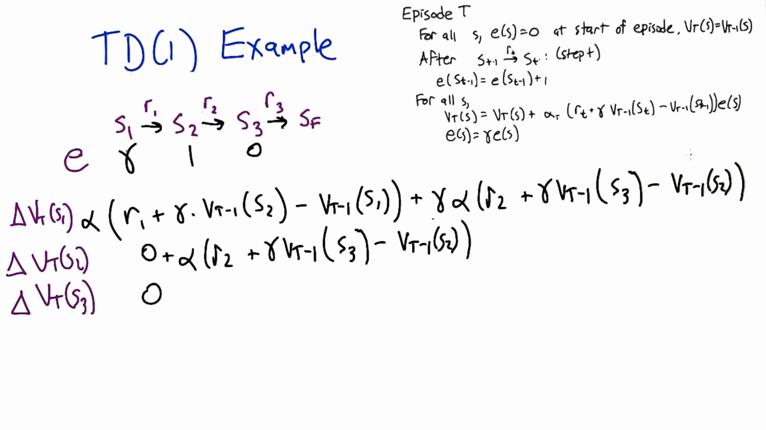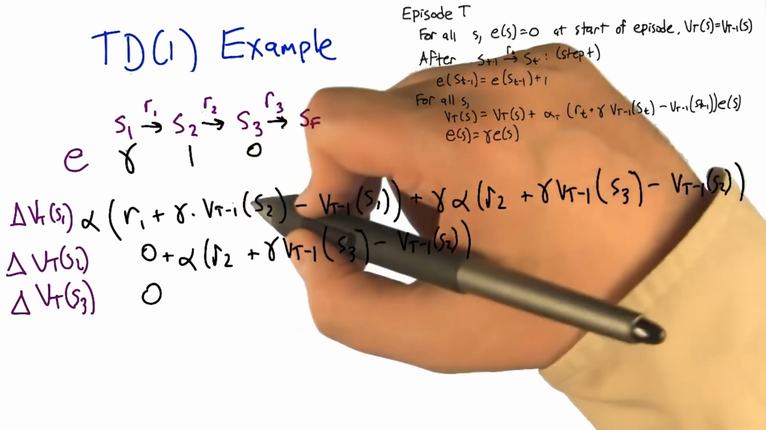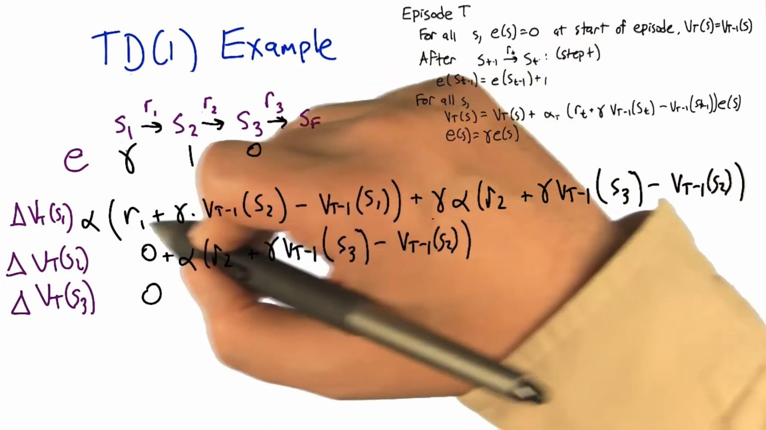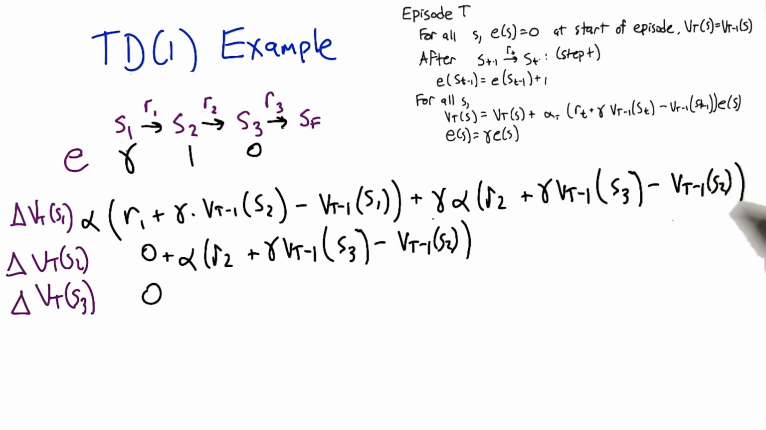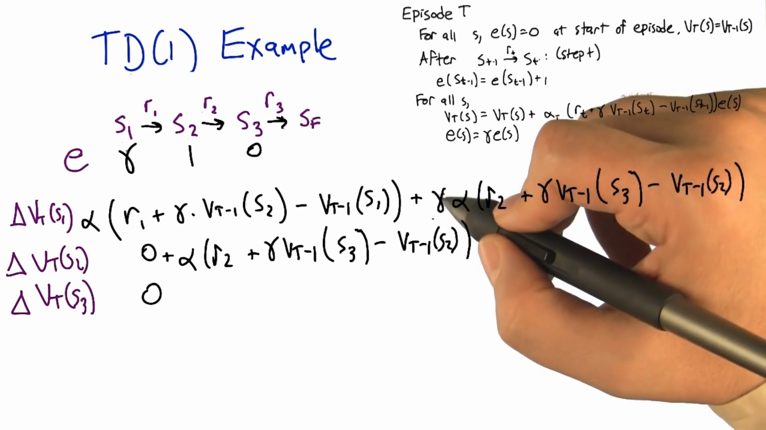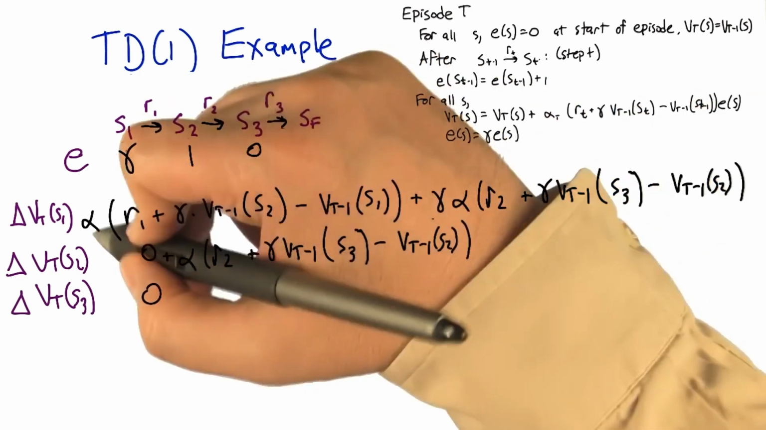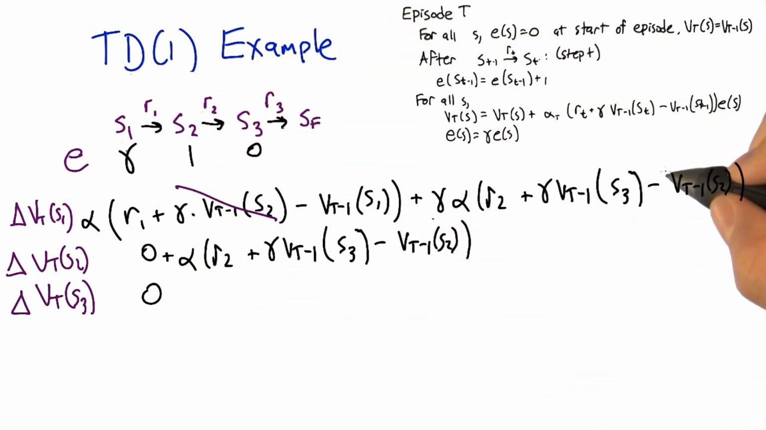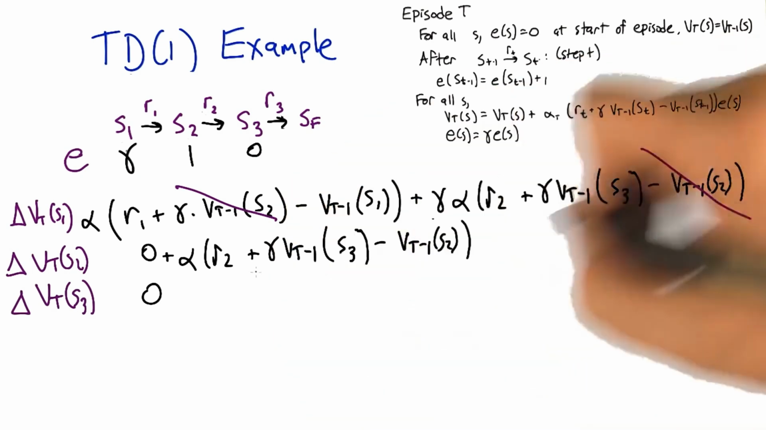So here's the interesting thing to observe: previously we added in this value of S2 according to the previous value function times gamma, and now we're subtracting away the value of S2 from the previous iteration, and we're multiplying that by this gamma and this alpha. So they actually match exactly. This thing and this thing cancel. That's beautiful.